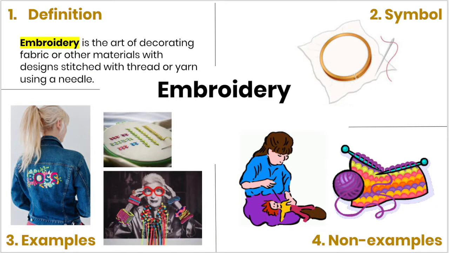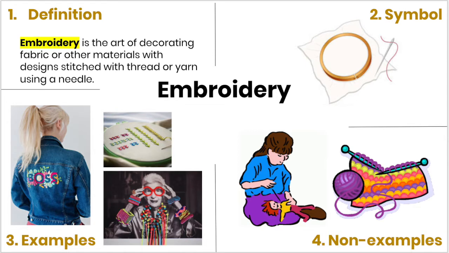Let's look at the definition of the word embroidery. Embroidery is the art of decorating fabric or other materials with designs stitched with thread or yarn using a needle. In the second box, some symbols of embroidery are an embroidery hoop, which is the circular object, fabric, a needle, and a piece of thread called embroidery floss.